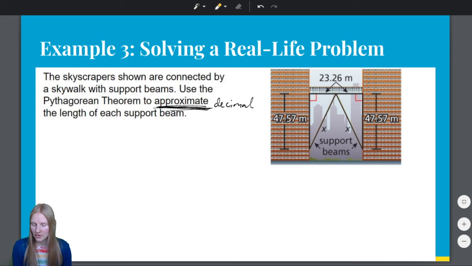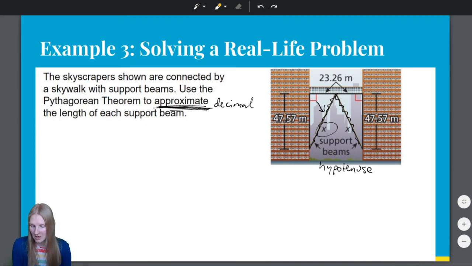So, first thing I'm going to do is I'm going to look at my diagram. We want to know the length of the support beam. So here are the support beams. X. So we want to find the length of the support beam, x. Notice I have a right angle up here in both of these corners. That makes sense. You wouldn't want your sky bridge drooping in some way. You would want it perfectly straight across. So the support beam is the hypotenuse, because it's across from the right angle.